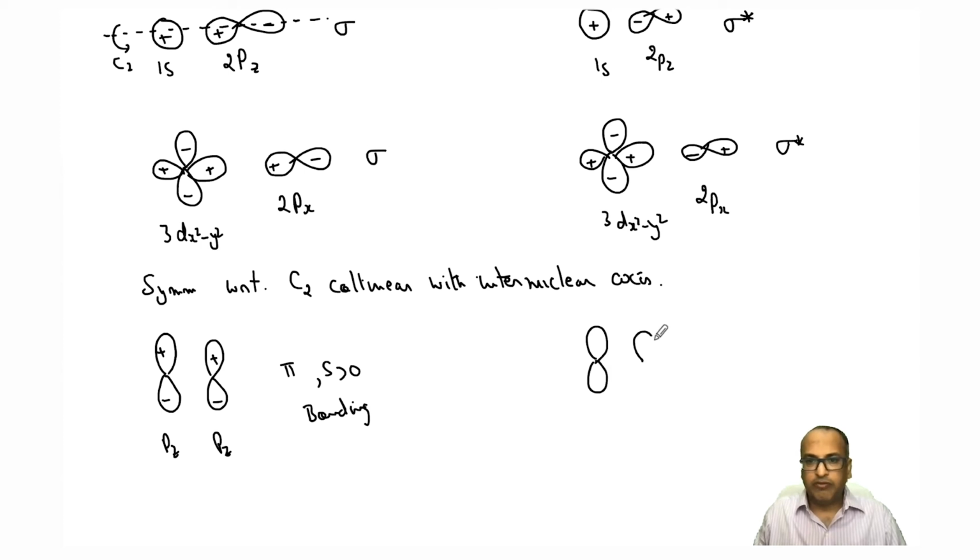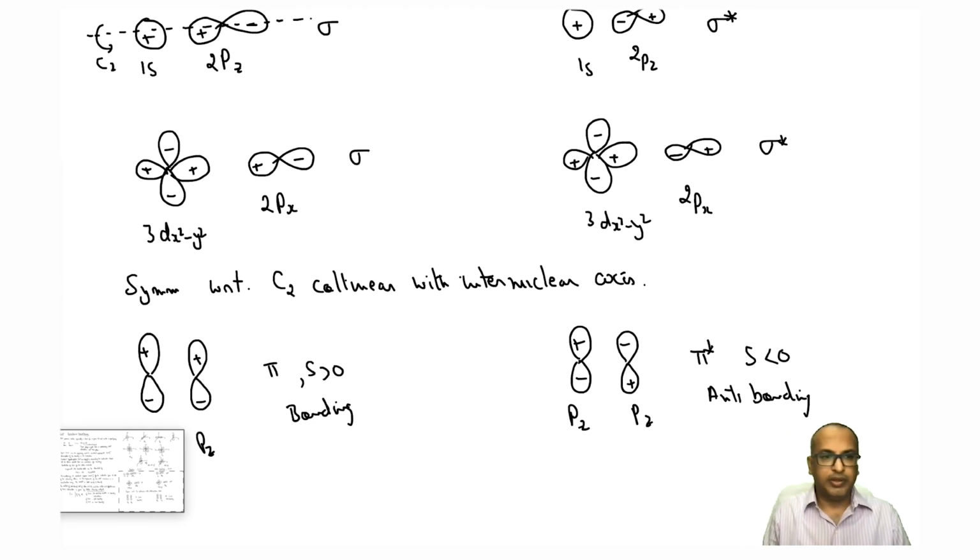Now if you have opposite phases of the two orbitals interacting, then you have positive, negative, negative, positive. This will be called as pi star. S will be less than 0, this will be anti-bonding, right?